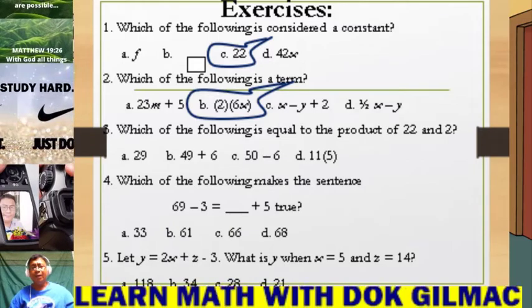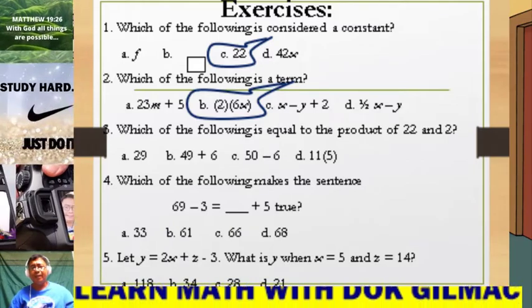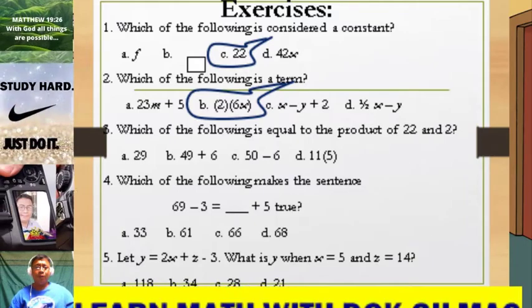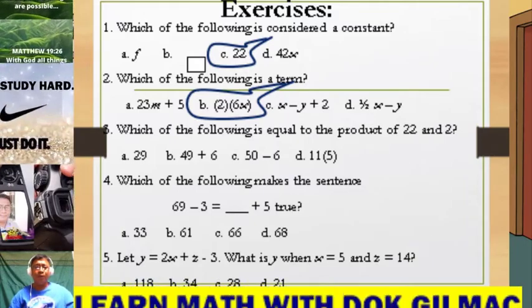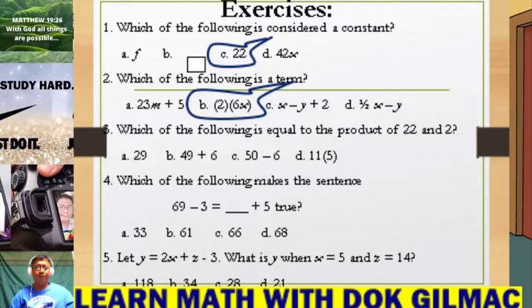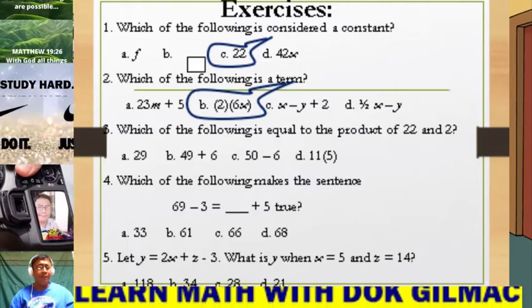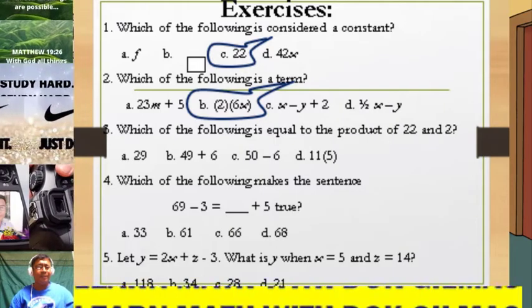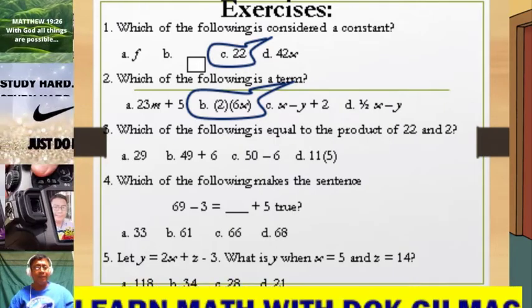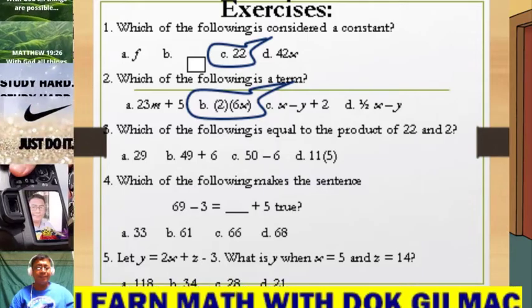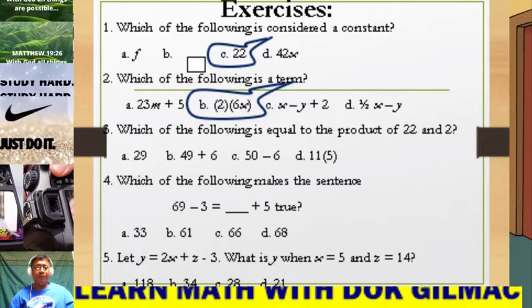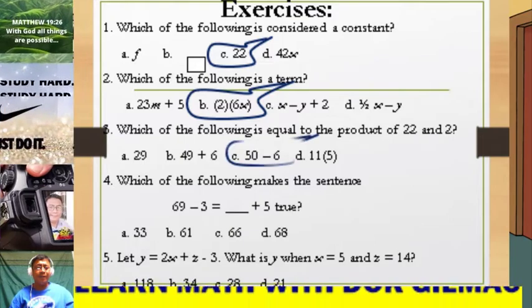Number 3, which of the following is equal to the product of 22 and 2? 22 times 2 is 44. Letter A, 29. B, 49 plus 6. Letter C, 50 minus 6. Letter D, 11 times 5. Take note class, 50 minus 6 is 44. So therefore, the correct answer is letter C.